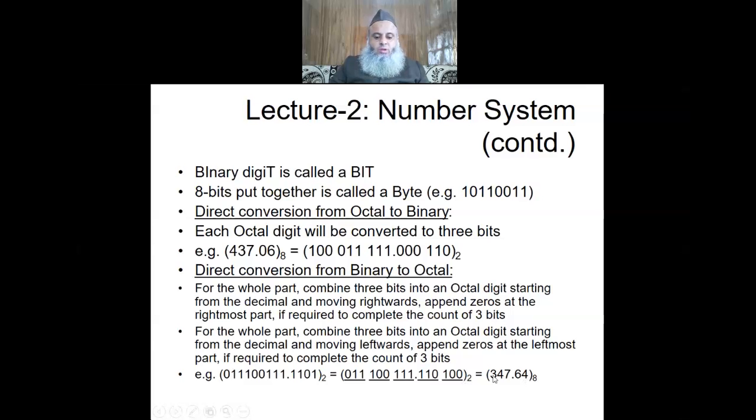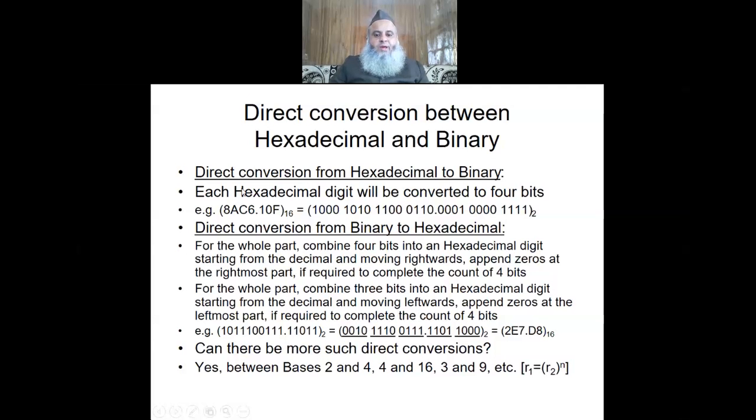So the conversion from binary to octal can be done like this. Let us take more examples. Things will be more clear. Direct conversion from hexadecimal to binary. Each hexadecimal digit will be converted to 4 bits. Why I'm doing this, I'll come to it a little later in this slide. Let me give you the example first.